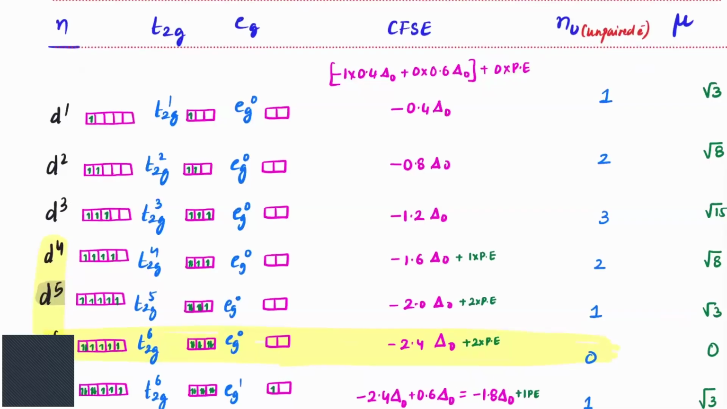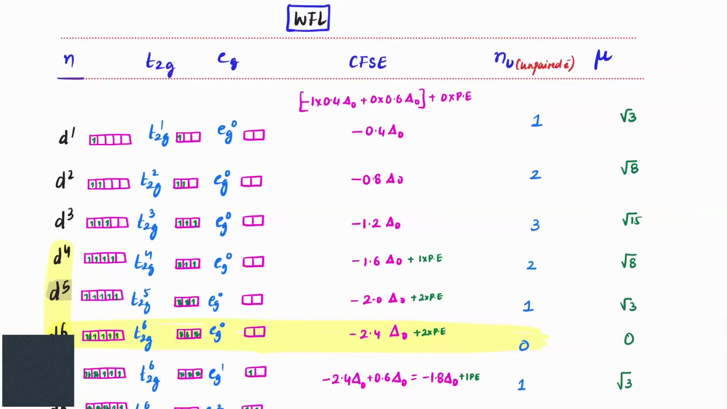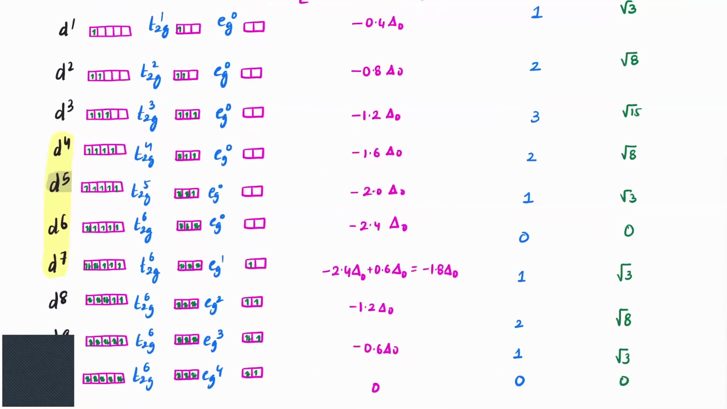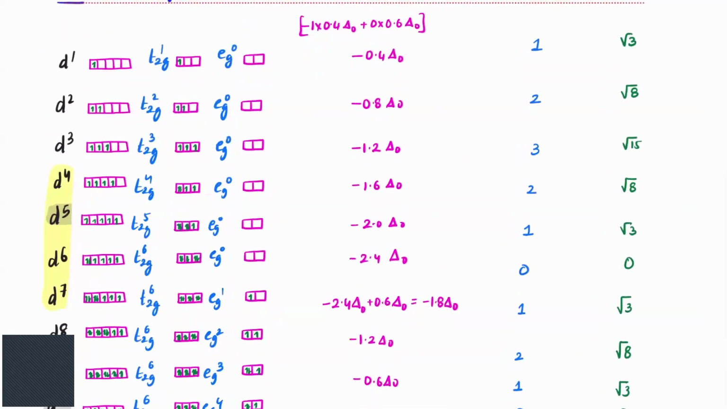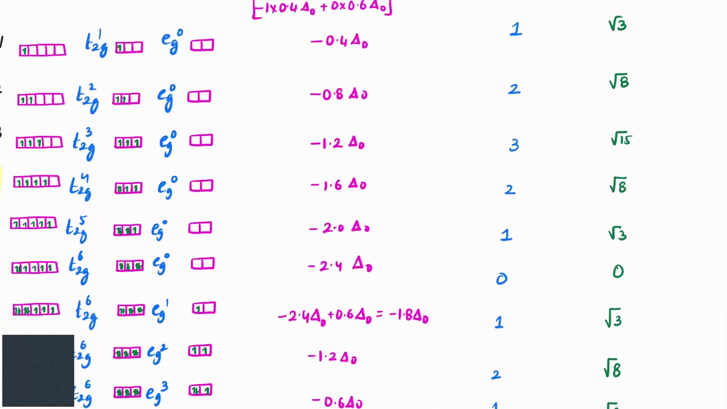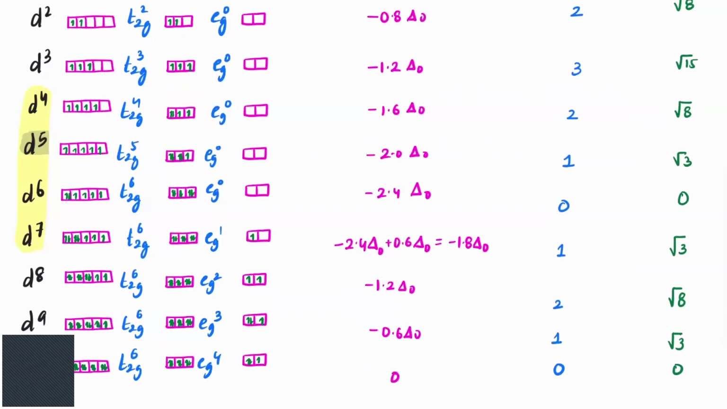See, the weak field and strong field distinction specifically comes only when it starts from D4, correct? Otherwise, it is not coming at all. Therefore, pairing energy will never be a factor in this case. That is the first thing you need to understand. And the first three cases will be exactly the same whether it is strong field or weak field. Problem starts with the fourth case.